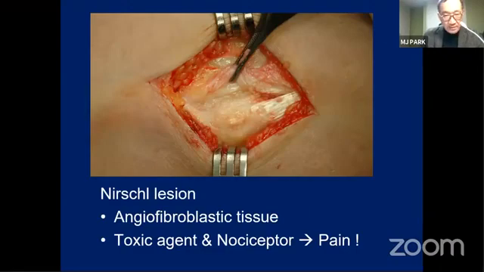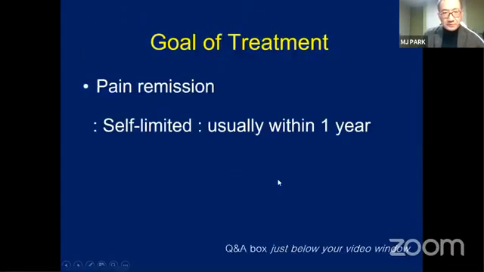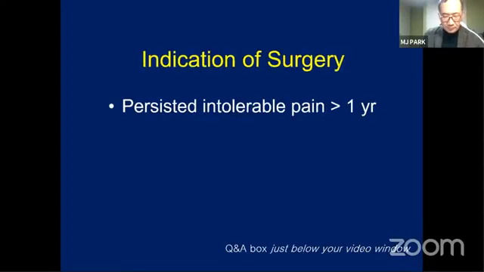So pain is the essential problem, or maybe the only problem, and it is induced by the neural lesion, which is known as the angiofibroblastic tissue containing the toxic agent and abnormal pain receptors. So the goal of the treatment is only one: pain remission. Fortunately, in most patients, the natural course is self-limited, usually within 1 year. So the indication of surgery is persistent, intolerable pain over 1 year.